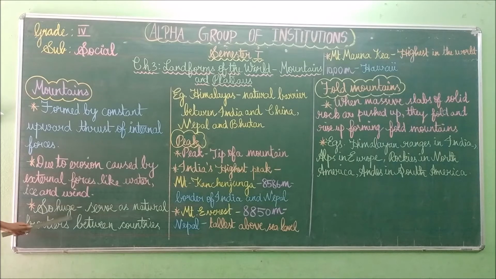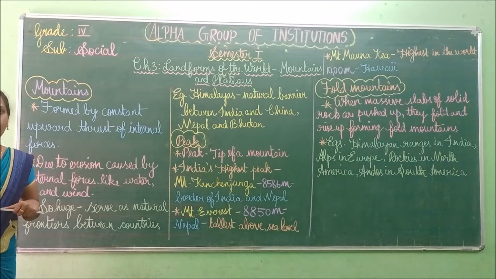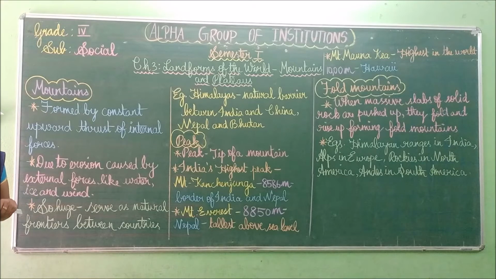Then it is so huge. Mountains are very huge. Huge means it is very large. We can't see them from anywhere. These are very large, so huge. It serves as natural frontiers between countries. So it is serving as the natural barrier.